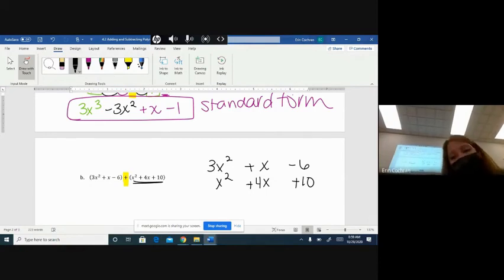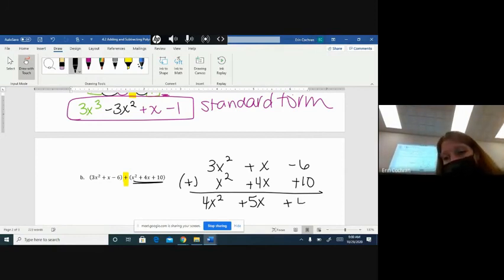And then we're going to add straight down. So what's 3x squared plus 1x squared? 4x squared. What's 1x plus 4x? 5x. And what's a negative 6 plus 10? Positive 4. Am I in standard form?